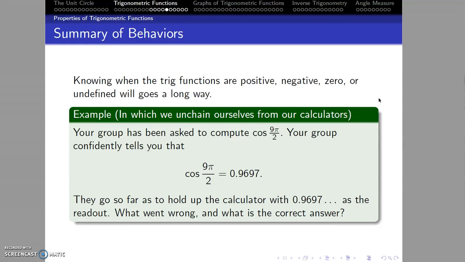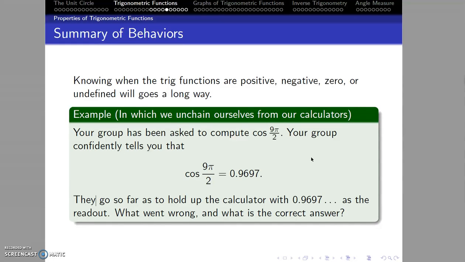This does happen. Happens all the time. You've got to compute the cosine of 9 pi over 2. And someone in your group tells you, oh, it's 0.9697. Straight-faced, no hesitation. And you look at them funny, and they say, no, really? And they hold up the calculator where they had crunched the number, and there it is, 0.9697. Is that right? The calculator said so, so it's got to be right. Except, no. This is not true. Cosine of 9 pi over 2 is not 0.9697.